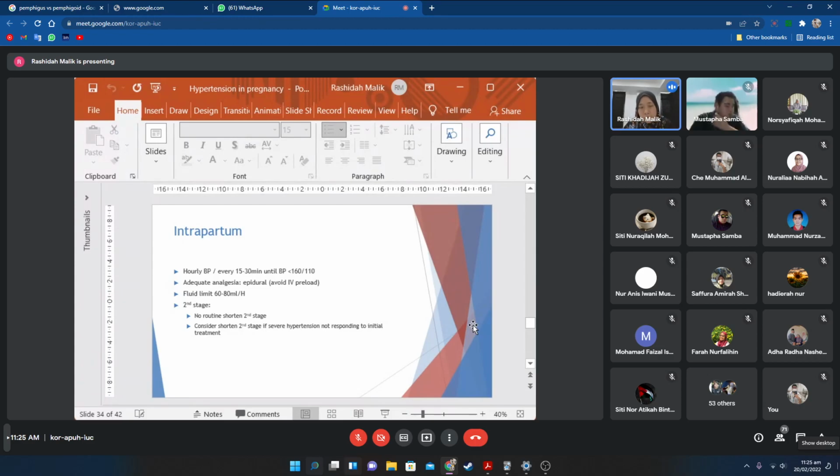Second stage, there is no routine recommendation to actually shorten the second stage. But if the BP is not controlled and the patient has severe hypertension, we will need to consider shortening the second stage. Right? Okay, I forgot to mention, of course, for a patient with hypertension, for active third stage management, you give syntocinon instead of syntometrine.